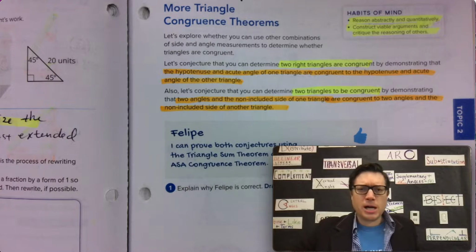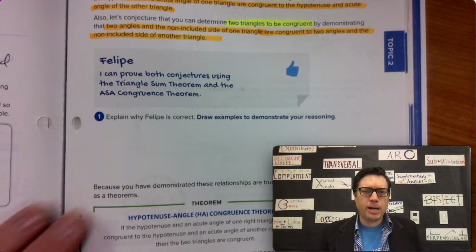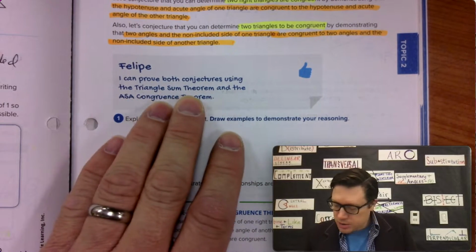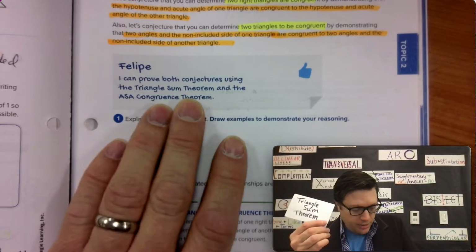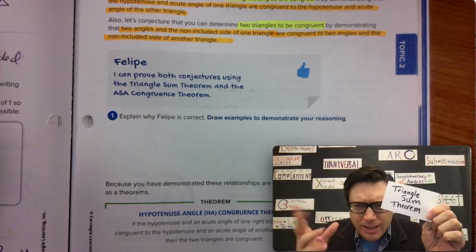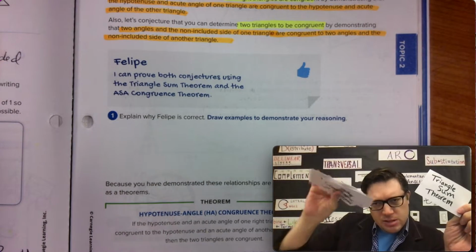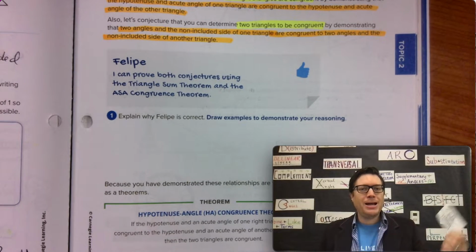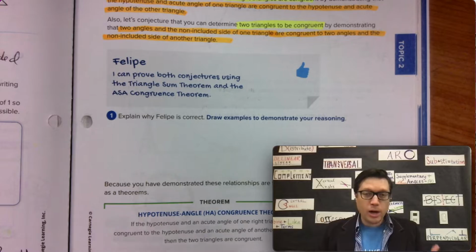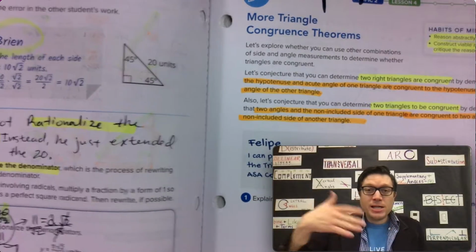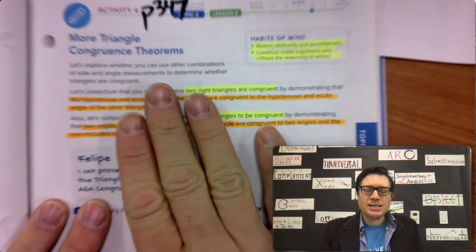You know what? Someone stepped up. They said, I can figure this out. My name's Felipe, and I can prove both conjectures using the triangle sum theorem and the angle side angle congruence theorem. Well, I've got this card made, but I was flipping through this colossal stack of note cards here, and I realized I hadn't made an angle side angle congruence one yet. So I flipped back through my notes, and I realized that it wasn't anywhere in this lesson.